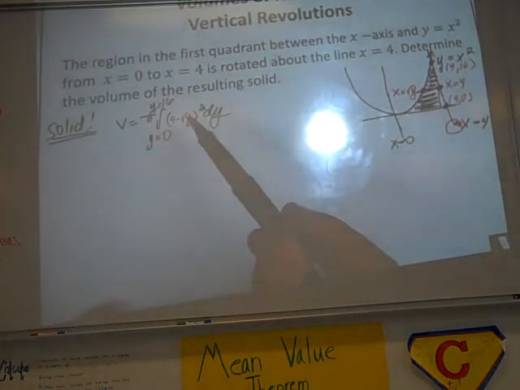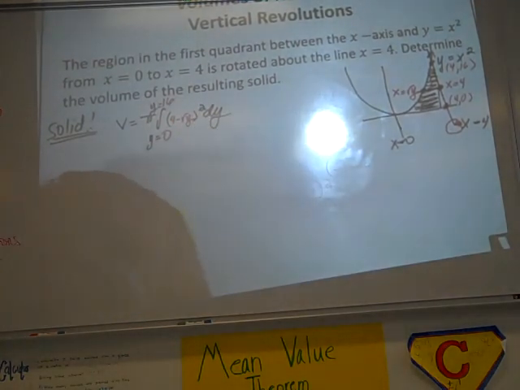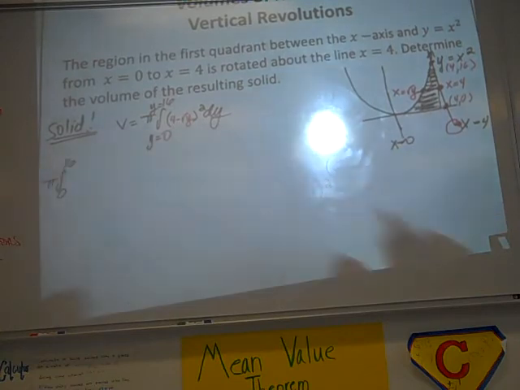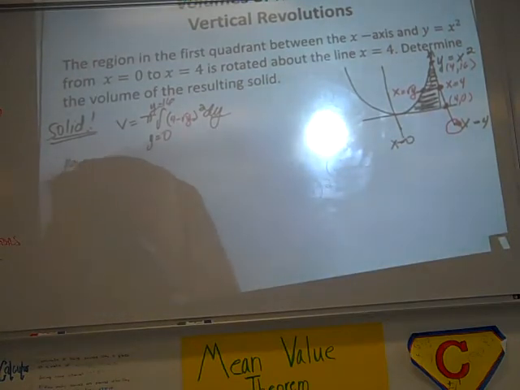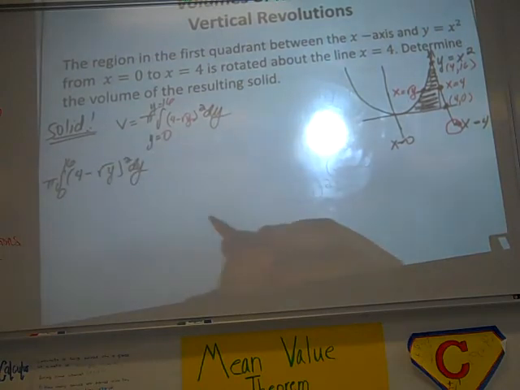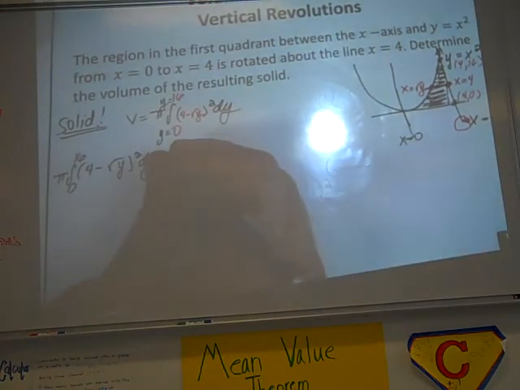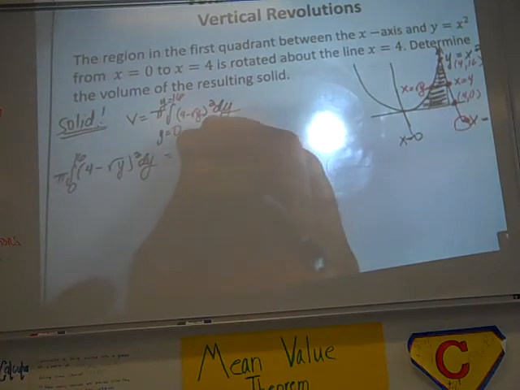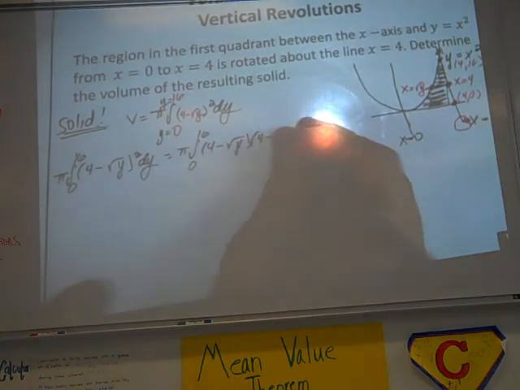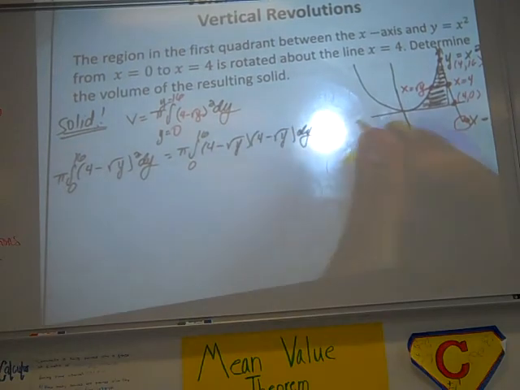Okay, I think we've got all the information that we need. With pi, we're integrating from 0 to 16, 4 minus the square root of y squared dy. I want to integrate this, so let's do it. Pi, 0 to 16, 4 minus the square root of y times 4 minus the square root of y dy.